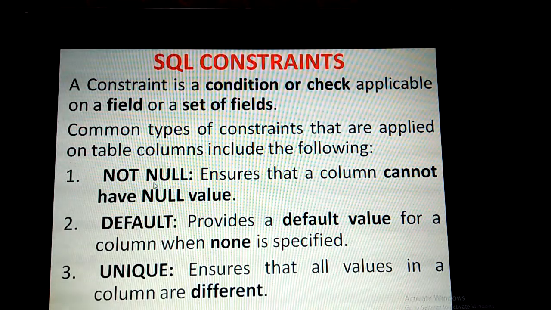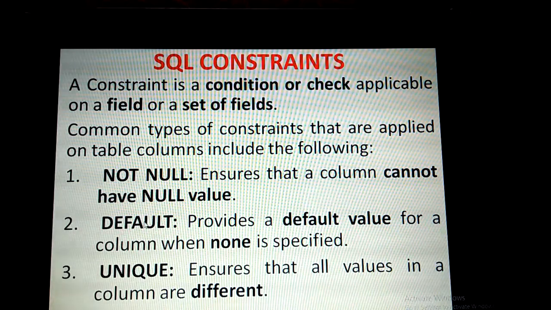First one is the not null constraint. It ensures that a column cannot have a null value. So whichever column you assign as not null while creating the table cannot have a null value. Once you define that column as not null, it will not allow any null value.